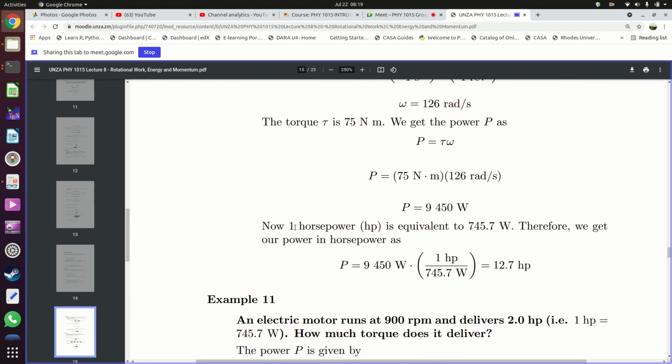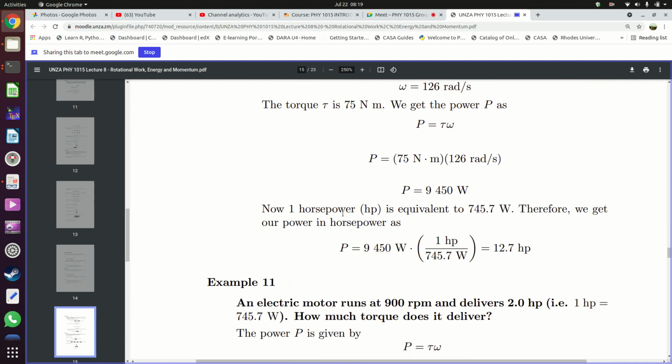Now, for you to do that, since a horsepower is also a unit of power, 1 horsepower, 1 HP, is equivalent to 745.7 watts. So we can convert our power, which we have in watts here, 9,550 watts, into horsepower. So you end up multiplying by 1 horsepower divided by 745.7 watts. The watts here and there will cancel out, so you end up having 12.7 horsepower. So this is going to be your power in horsepower.